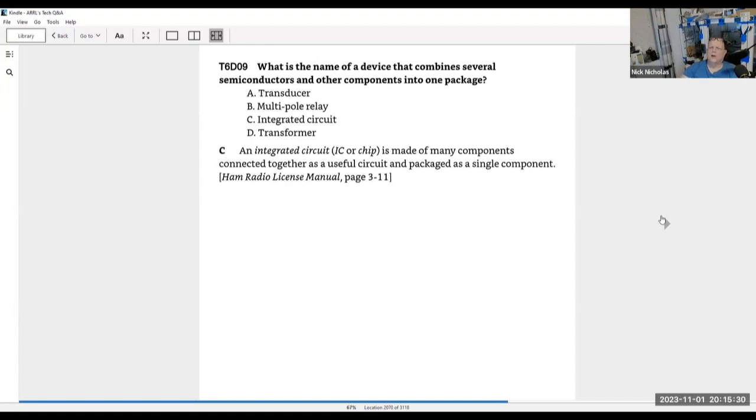What is the name of a device that combines several semiconductors and other components into one package? And that would be an integrated circuit, an IC. ICs have multiple electrical devices inside. They can have multiple transistors, multiple inductors. They can have multiple capacitors.